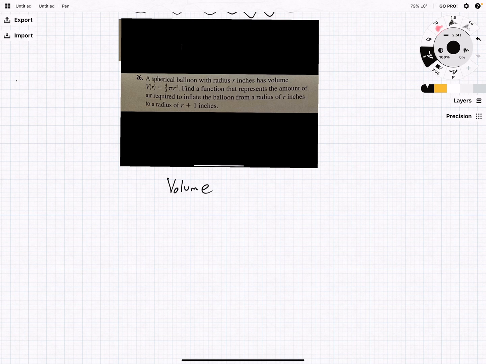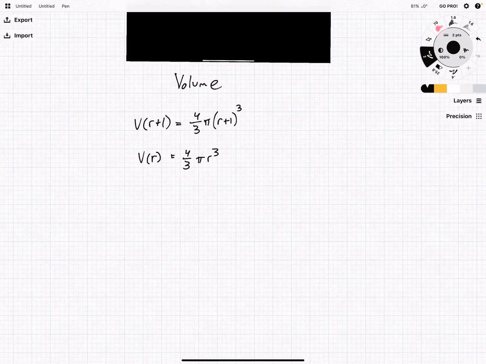So what we'll do is we'll actually find volume of r plus 1, and that's going to be equal to 4/3 pi, and anywhere we see an r, we're going to put in an r plus 1, right? r plus 1 cubed. Now, if we wanted to find the volume of just r, some radius r, then it would be our first formula, 4/3 pi r cubed. Now, if we want to find the amount of air between the two, all we have to do is subtract those two volumes.